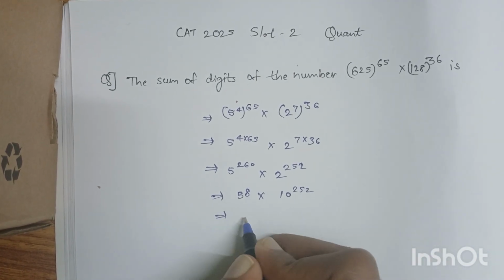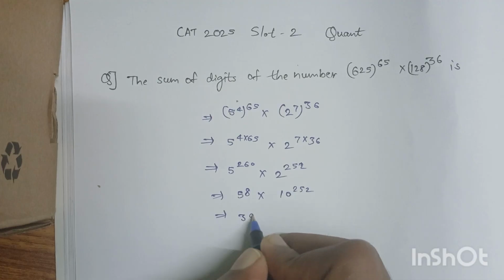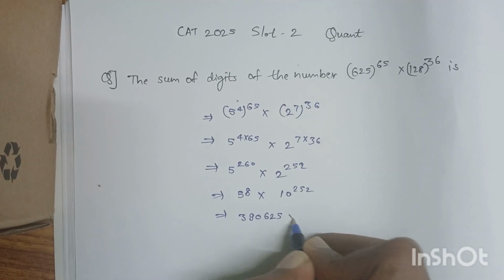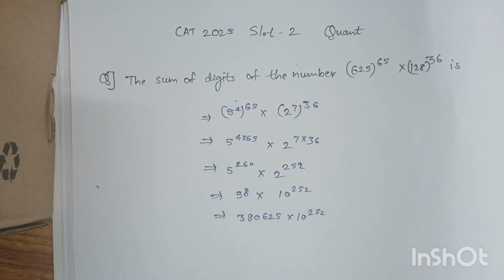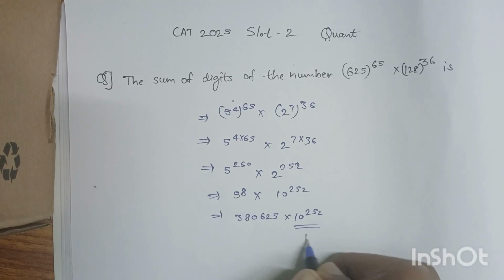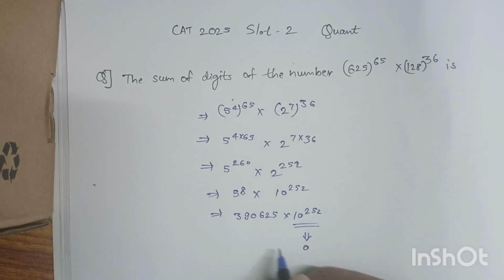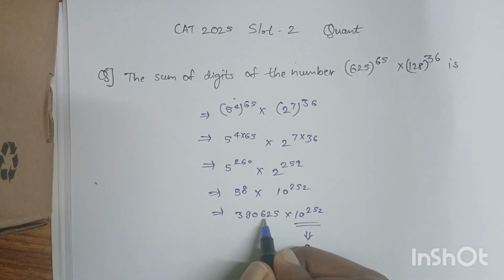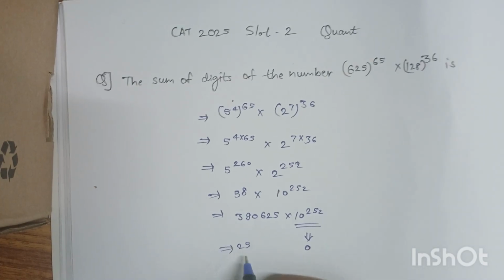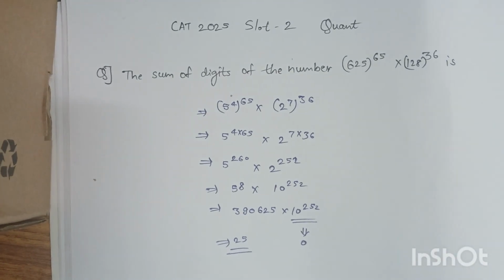So 5 power 8 is 390625 into 10 power 252. The sum of digits for the zeros is 0. So we can calculate the sum of all these digits and it will be the final answer. So it is 6, 8, 10, 15, 25... 25 will be the final answer for this problem.